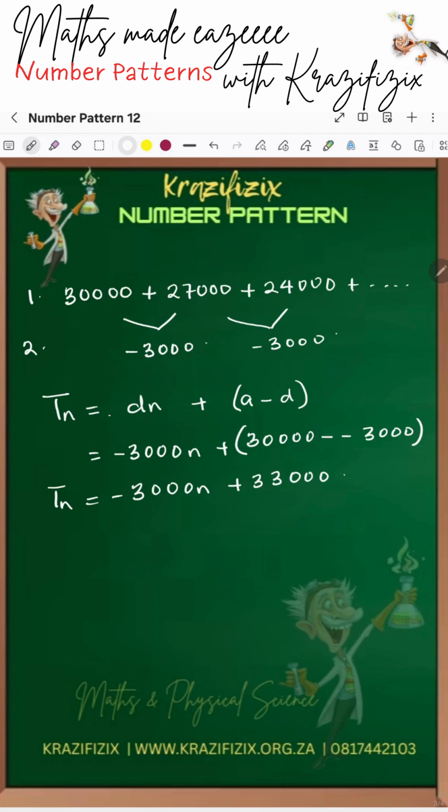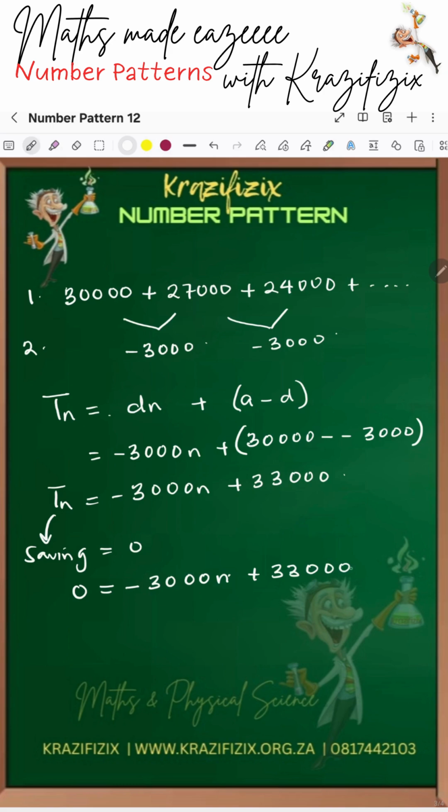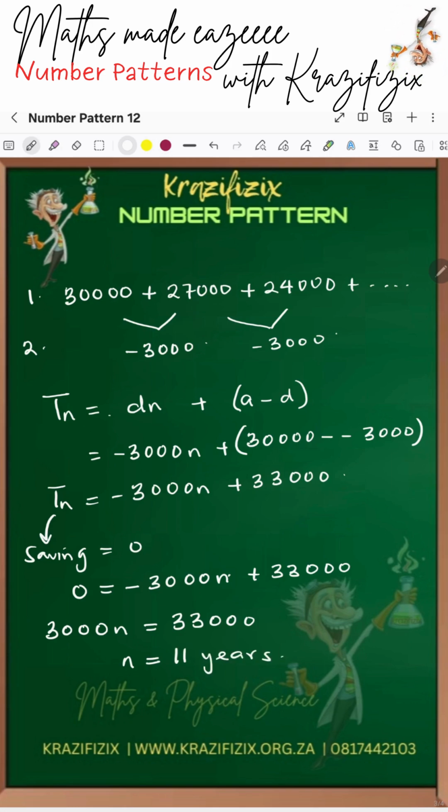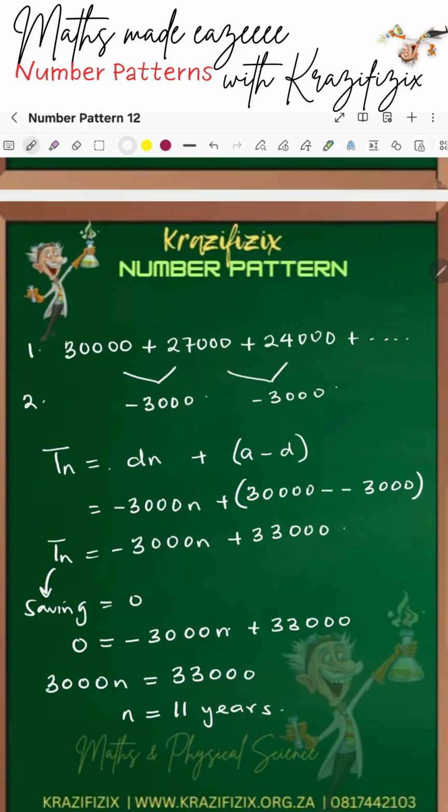Now, if the question says, after how many years will you have nothing to save? It means this, which is the saving, should then be equal to what? 0. Lovely. So what we have, 30. Oh, please be careful with the, no, this is 3,000. Be careful with the zeros. Minus 3,000 n plus 33,000. All right, I think we can simply solve for n. 3,000 n equals 33,000. If we divide both sides by 3,000, we're going to have 11 years. Question, case closed.